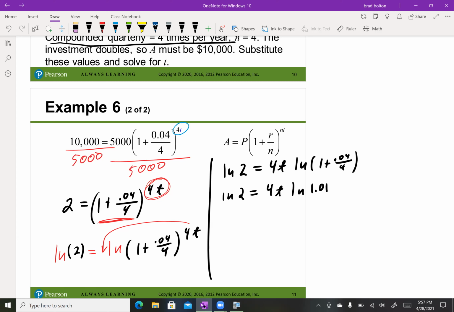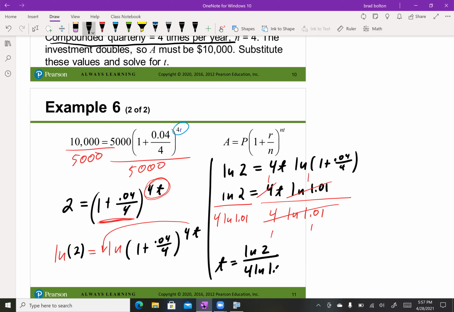Now, remember, I'm trying to solve for t. So what I'm going to do is divide by 4 natural log of 1.01. This will cancel with this and this. These become 1, right? But whatever I do to one side, I got to do to the other. So we have 4 natural log of 1.01, okay? So now we have t equals natural log of 2 divided by 4 natural log of 1.01. So this is the correct answer, okay?